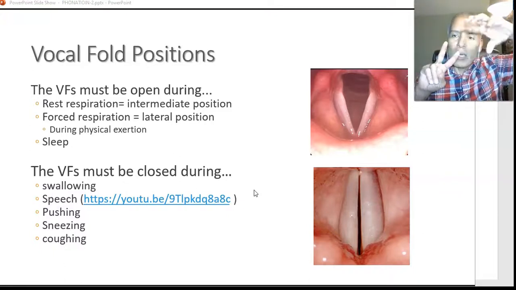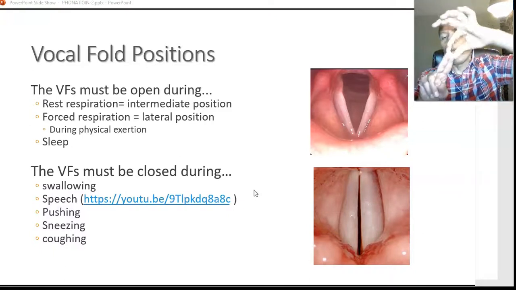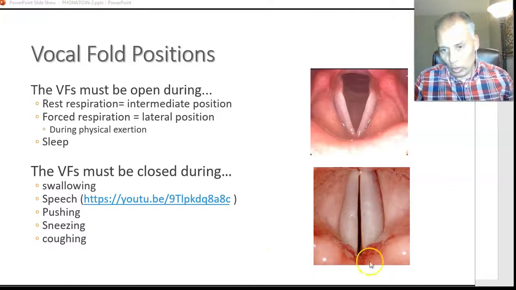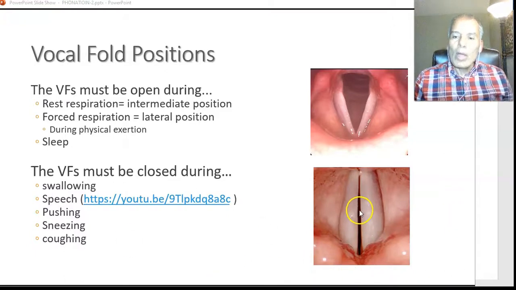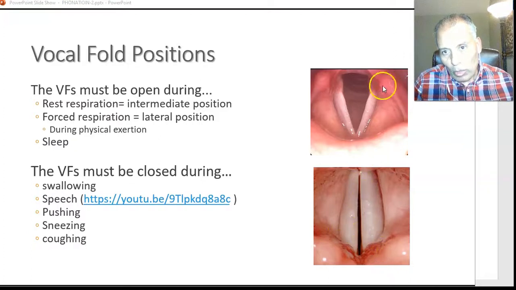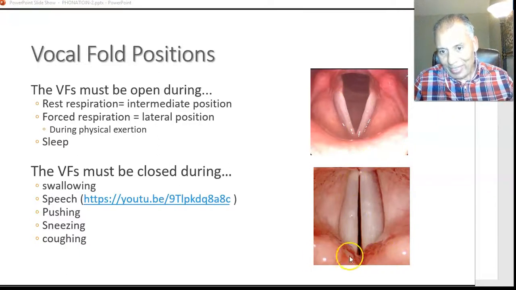When these cartilages are swung to the midline by especially the muscles of adduction, then the vocal folds will go into this position. This is the adducted mode, and it should be even more than that, but this image is taken when a person was speaking. So when the person is speaking, the arytenoid cartilages are rotated to the midline, they come here, and they become fixated. And then the vocal folds now are at the midline here.